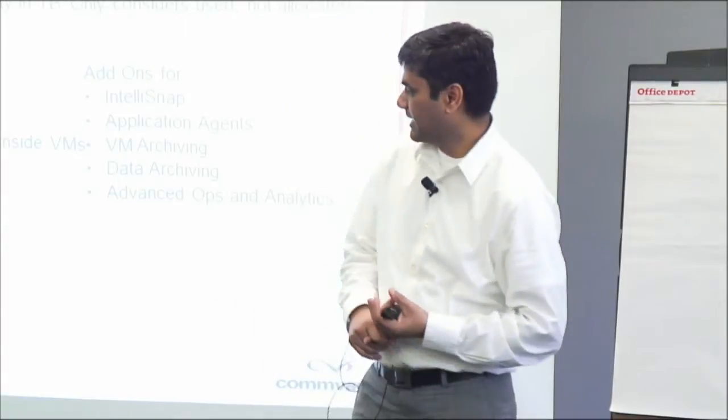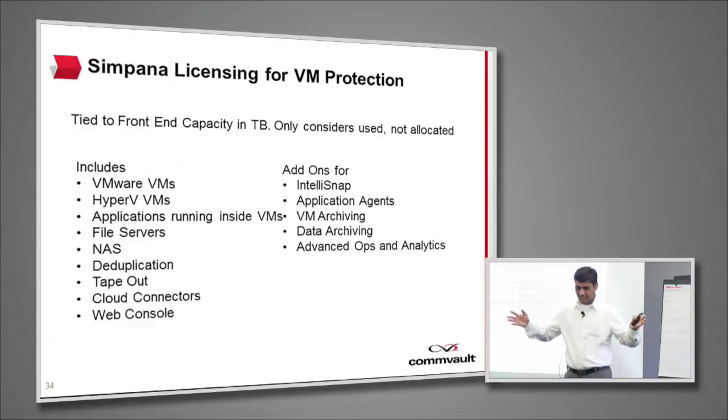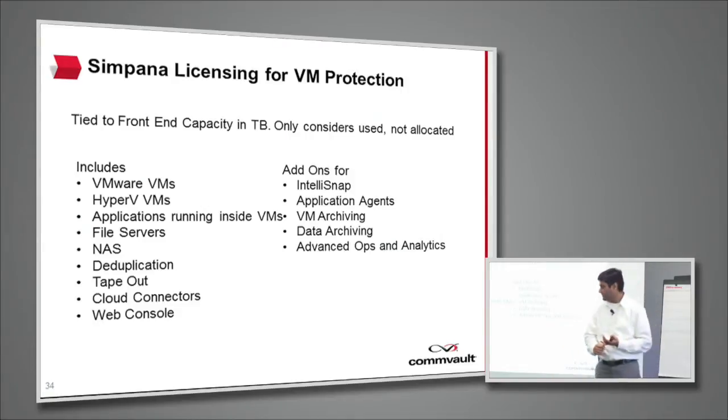So for virtual server protection, we have a front-end terabyte model, which basically says you buy whatever front-end capacity will allow you to back up any number of VMs, any number of Hyper-V or VMware VMs, applications running inside those VMs, any number of file servers, Windows, Linux, or NAS targets. That includes deduplication, tape out, cloud connectors and web console. So if you are in a super virtualized environment, everything you need to do efficient end-to-end protection, including efficient storage, is built in.